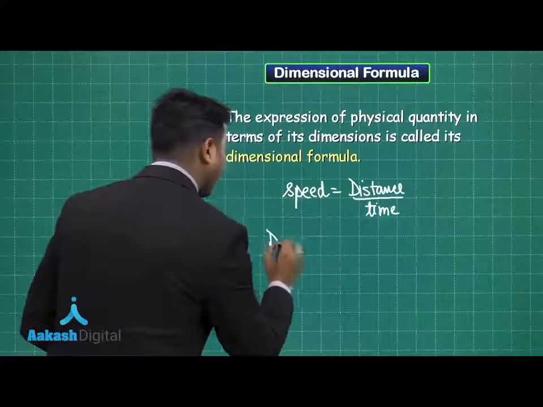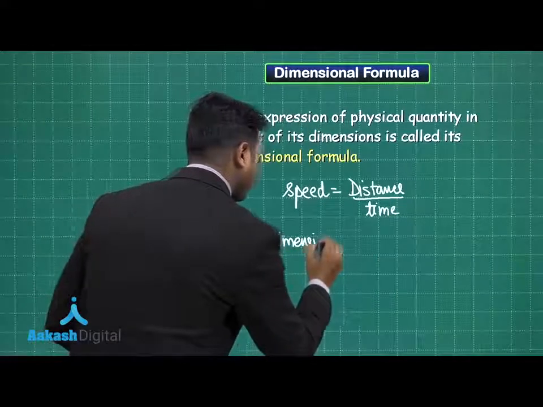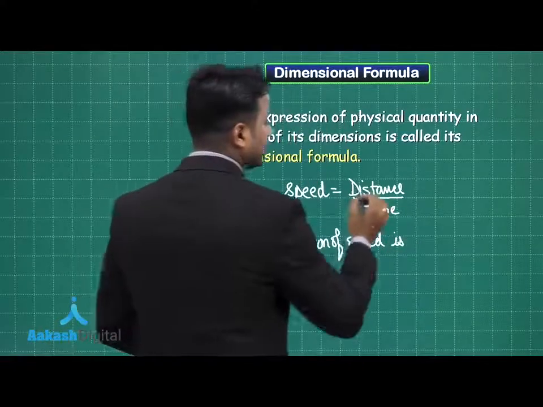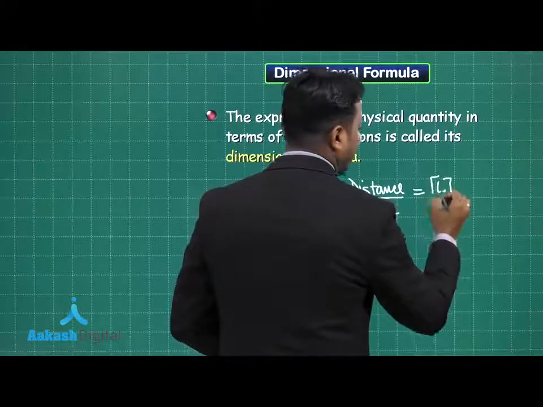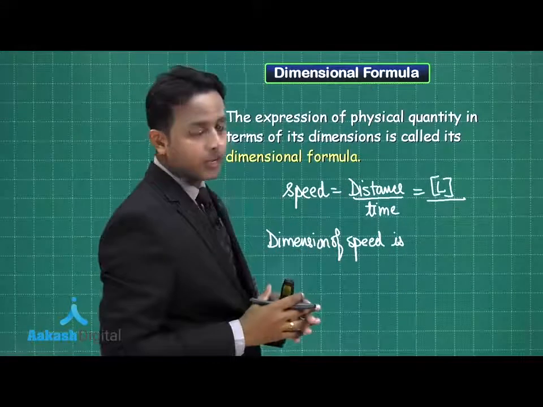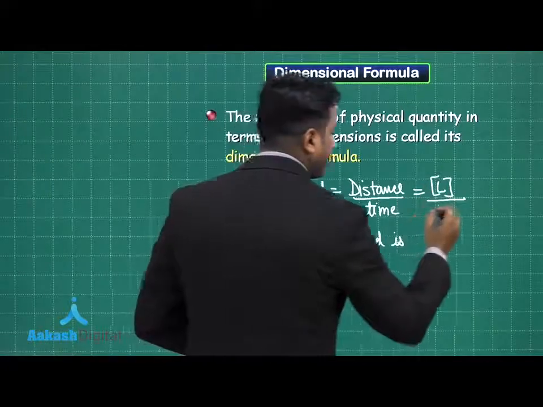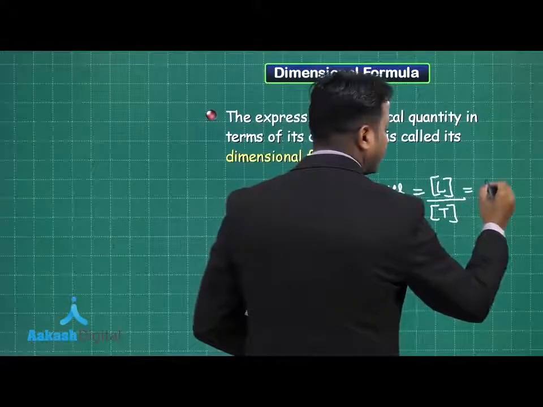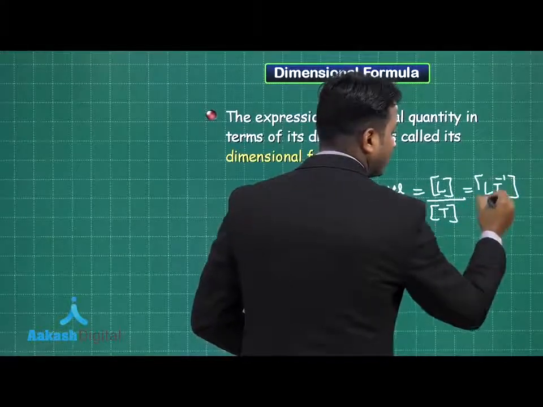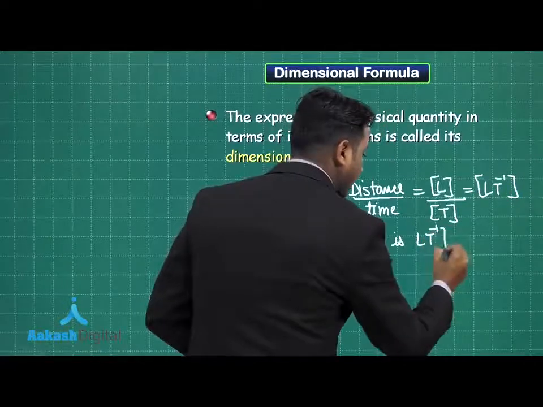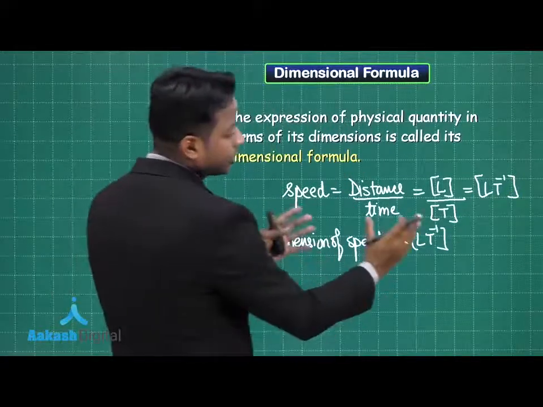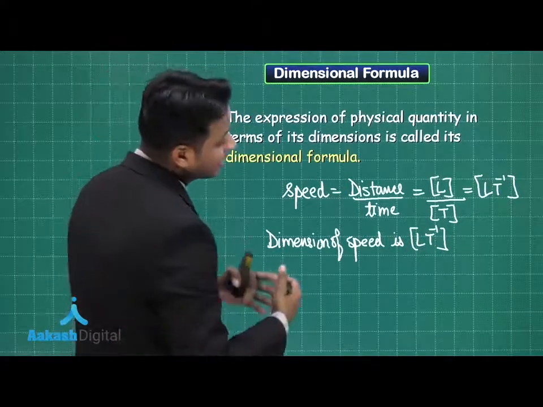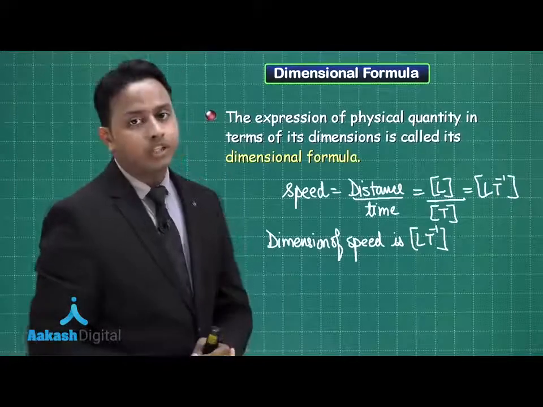Now if I talk about the dimension of speed, distance is measured in length, and dimension is always written in square brackets. So it is L to the power 1, time is T to the power 1, and written as a formula, this is [LT^-1]. So the dimension of speed is LT minus 1. This quantity along with the square bracket is called a dimensional formula, and we can attach a dimensional formula to every physical quantity.